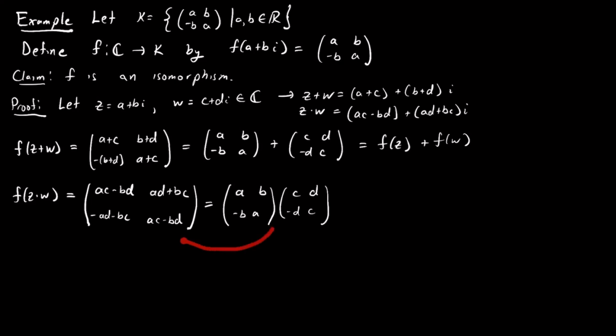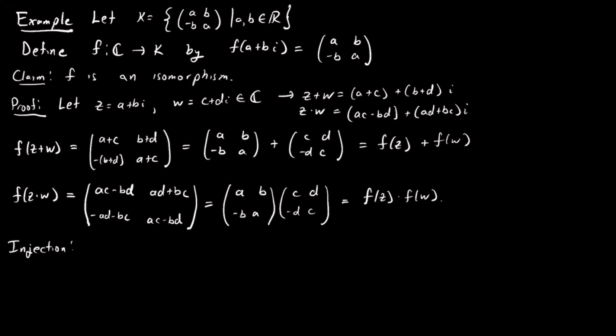So we can multiply these two matrices and check that their product is actually that, so this actually works out. And this is nothing more than f of z times f of w. Okay, so we have that this function preserves our multiplication operation as well. Finally, we can check that this is both an injection and a surjection.